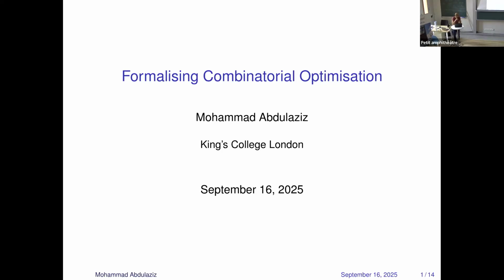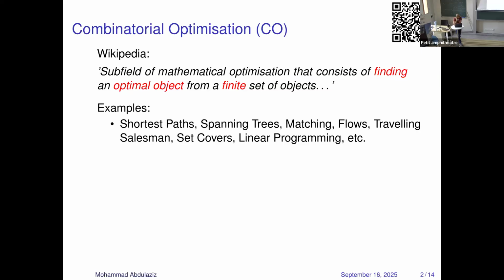Today I'll be talking about some work I've been doing for the last few years on formalizing algorithms that come from the area of combinatorial optimization. Before I start, I will just try to introduce the area. So what is combinatorial optimization?